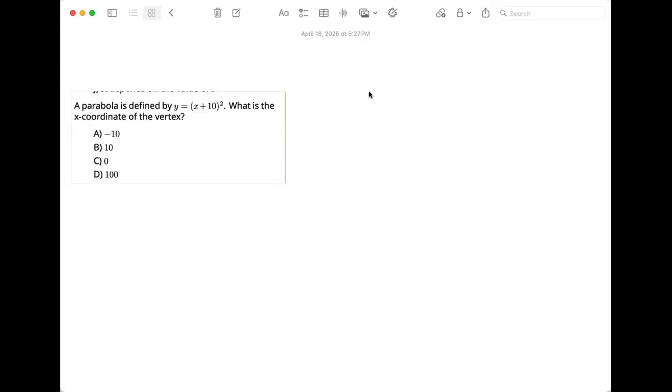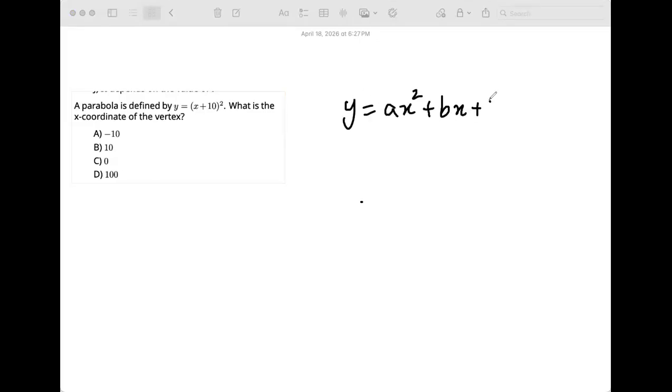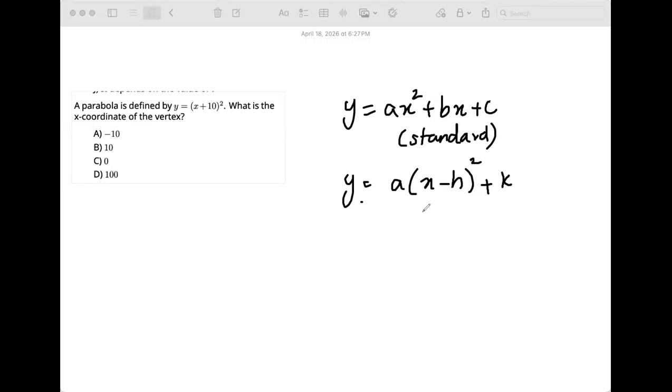Okay. For you to recollect, I'll go ahead and give you this. y will be equal to ax square plus bx plus c, descending powers of x. This is called the standard form. y will be equal to a times (x minus h) the whole square plus k. This is the vertex form. Here, (h, k) is the vertex.